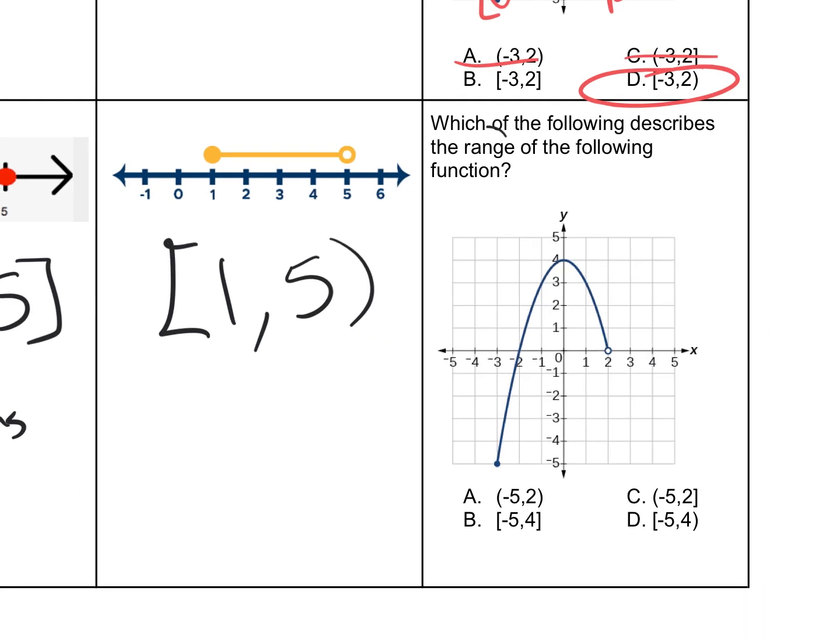For this one, we're looking at range now. Range goes from bottom to top. So we start at the bottom. My lowest point is -5, and it's closed. So we can cross out those two answers. And then my highest point is 4. And since it's not really an open circle, we say that's a closed circle because it's just a point. And a point is a closed circle. It's just very tiny to see. So my answer is B for that one.